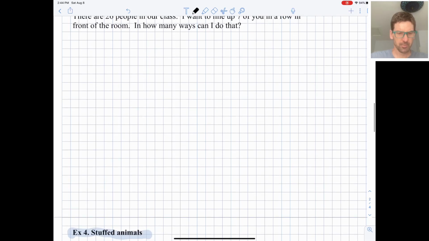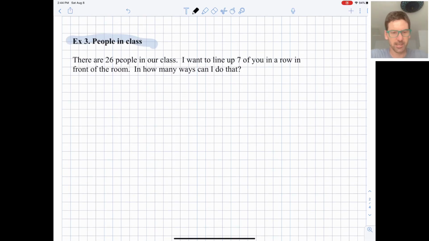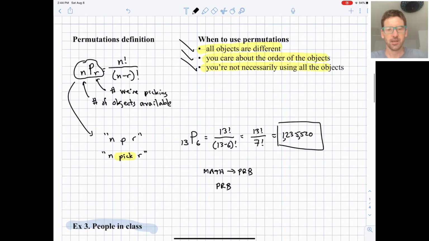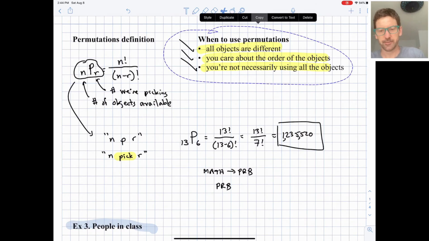Let's look at people in our class. There are 26 people in our class. I want to line up 7 of you in a row in front of the room. How many ways can I do that? So let's go back and check to make sure we can meet all the criteria for permutations.